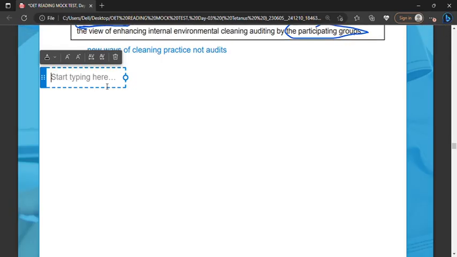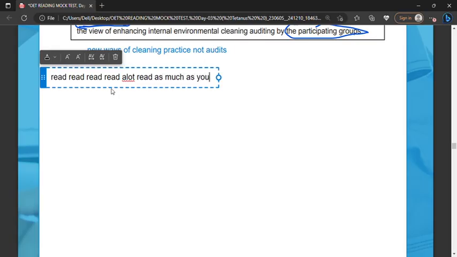If you want to improve your paragraph reading, if you want to understand paragraphs easily, what do you have to do? Only one thing will help you achieve it: read, read, read. That's it. There is no shortcut, there is nothing else. You just have to read a lot. Read as much as you can.